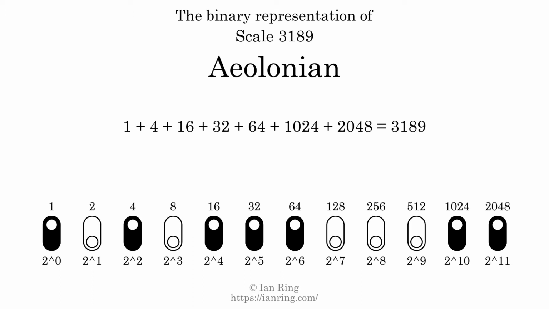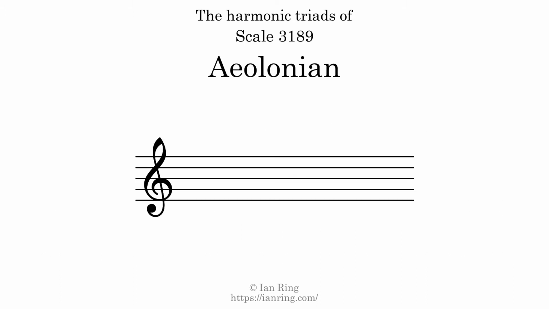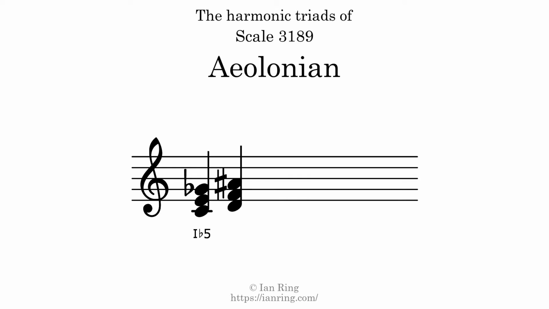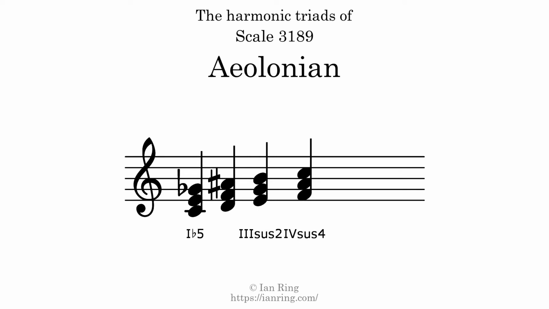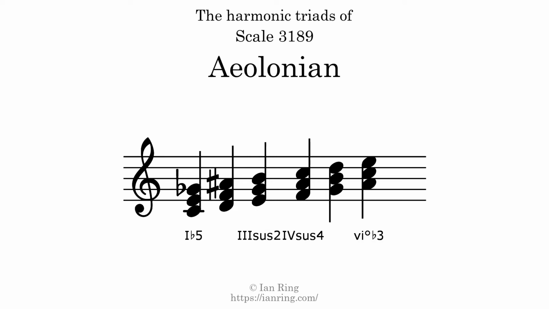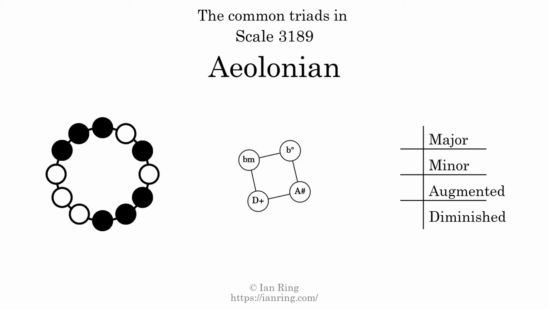3189. The scale number not only enumerates the scale with a unique index, but it also literally describes the tonal content of the scale. Represented as a binary number in base 2, the scale number is 110011100101. Here are the harmonic triads present in this scale. Major flat 5. Unnamed. sus2. sus4. Unnamed. Diminished flat 3. Diminished.